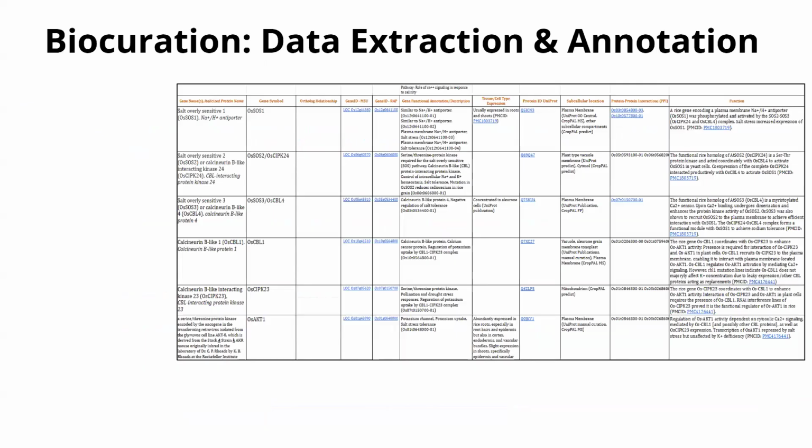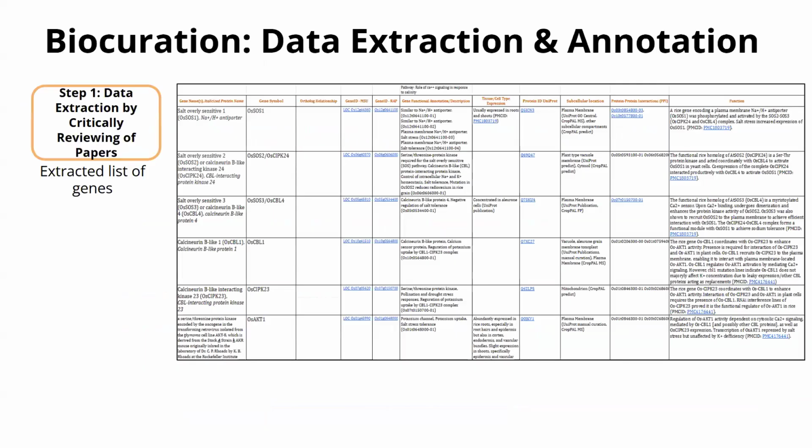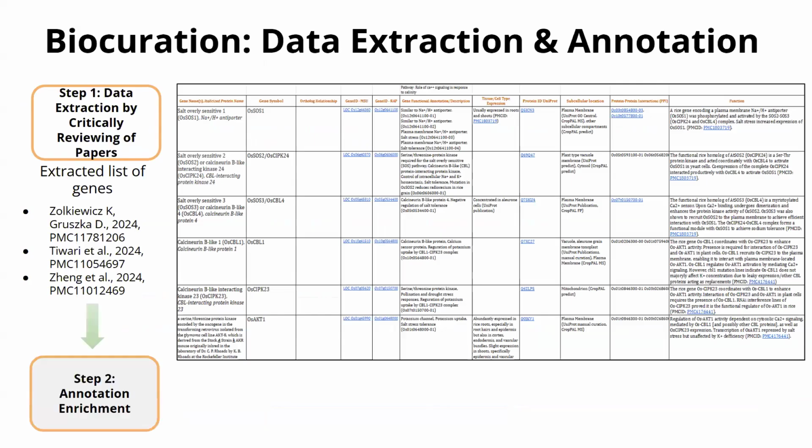My project can be organized into four steps, with the first being the critical review of literature to extract a list of genes as well as their overarching mechanisms. However, this is often not enough information, requiring the second step of annotation enrichment, in which various databases are used to embellish relevant information on the curated genes.